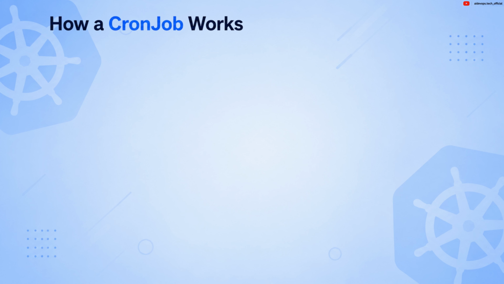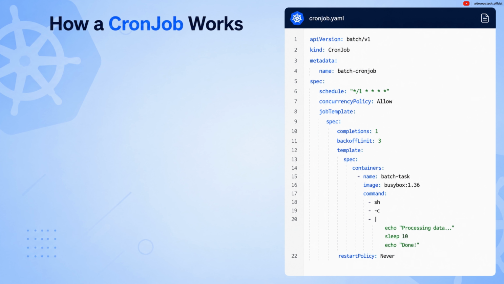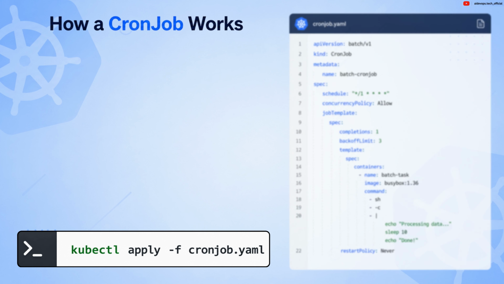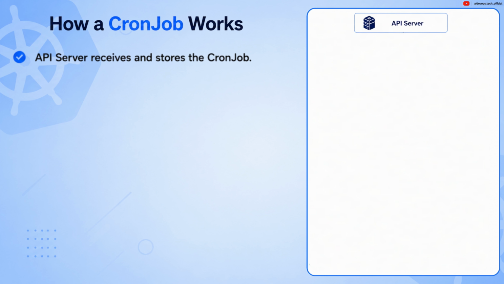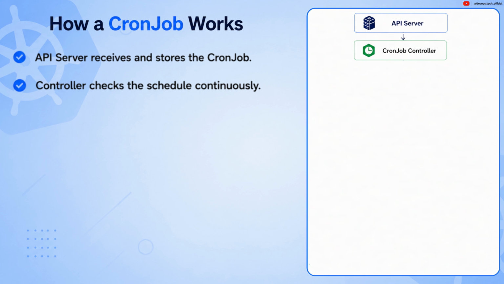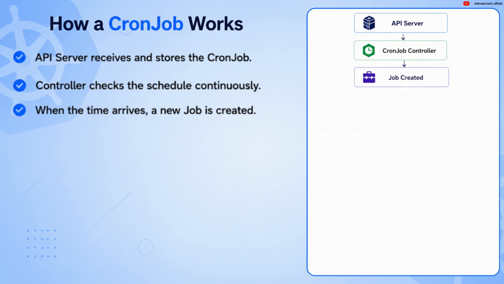Now let's see how a cron job works. When you run kubectl apply -f and the file name, first the API server receives the cron job definition file, validates it, and stores it in etcd, which is part of the Kubernetes cluster. The cron job controller continuously checks the current time against the schedule. When the scheduled time arrives, the controller creates a new job object. And from that point, the job behaves exactly like a normal job.